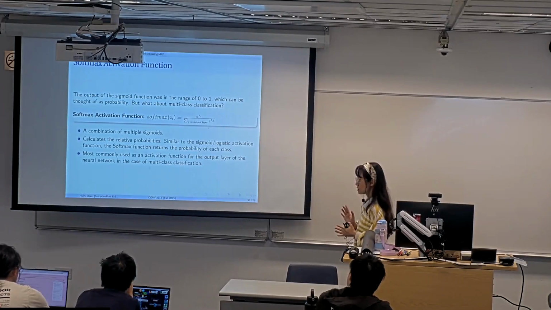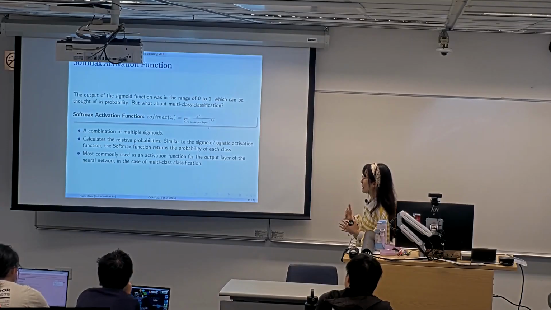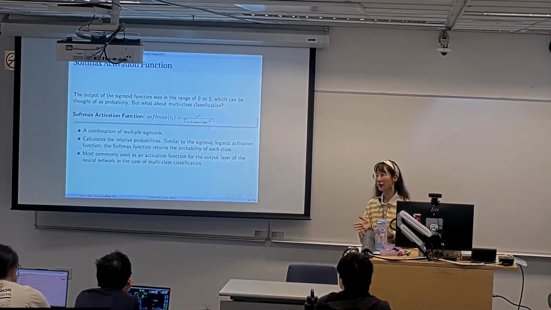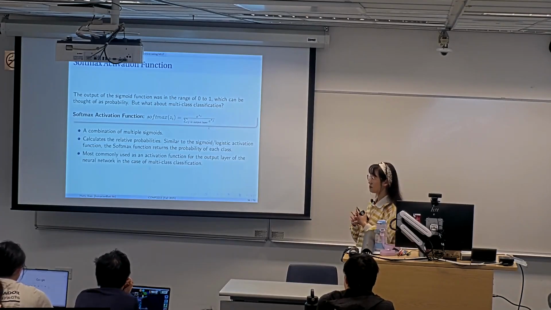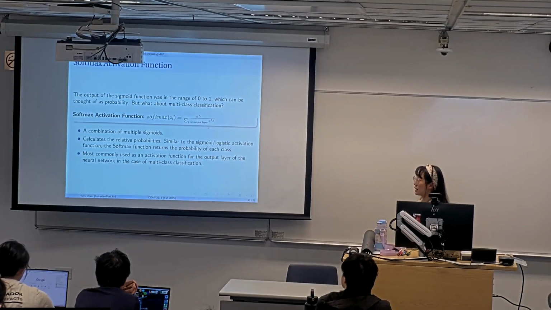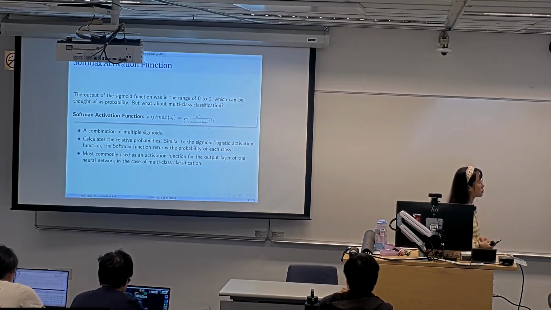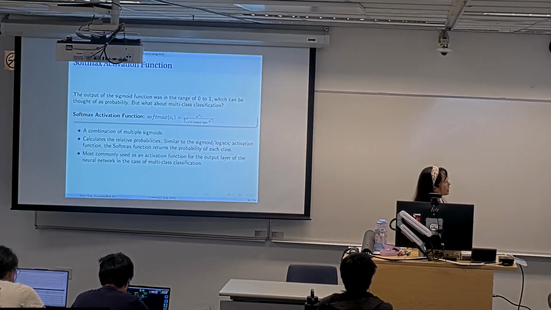But that's only one probability. If we can only get one probability, then we can only deal with binary classification tasks: the probability of some positive class, and then one minus this probability would be the probability of the negative class. So what about multi-class classification? Of course, sigmoid cannot deal with multi-class classification. We cannot use one probability to predict multiple classes. Here we have another activation function called softmax.